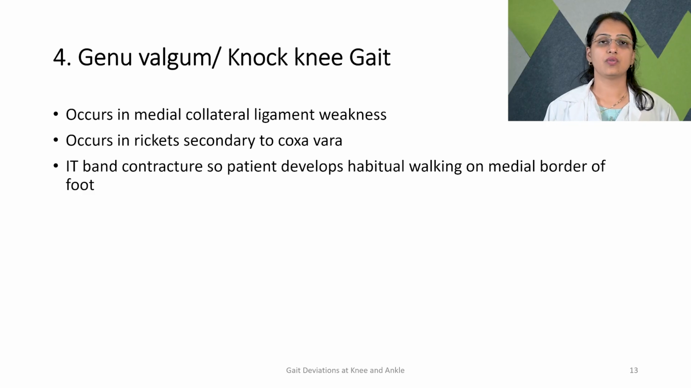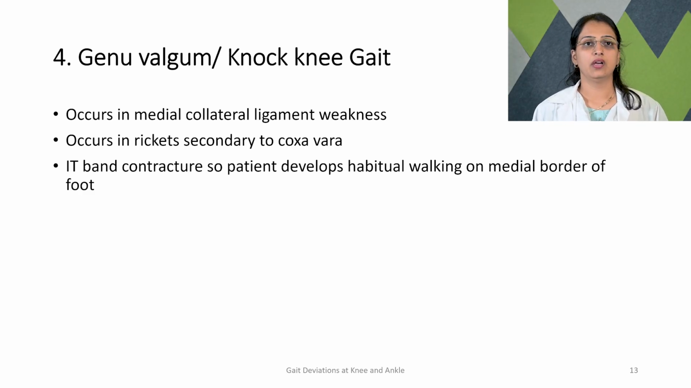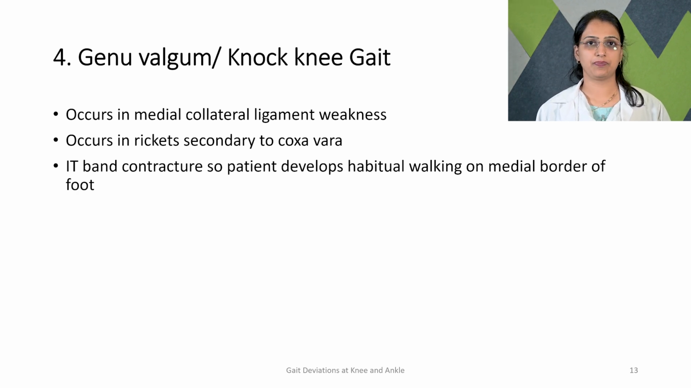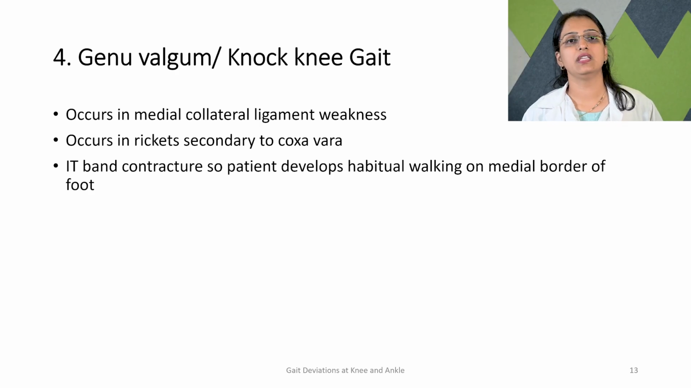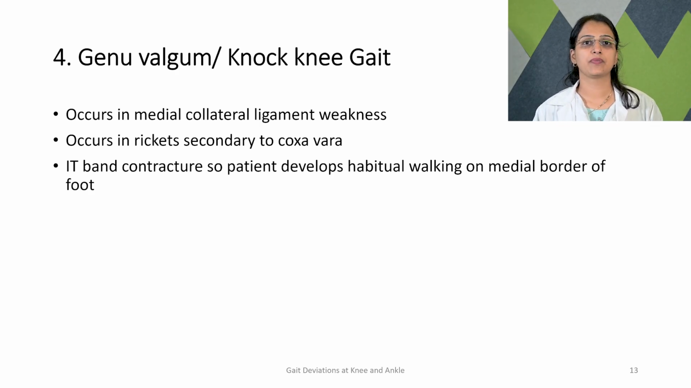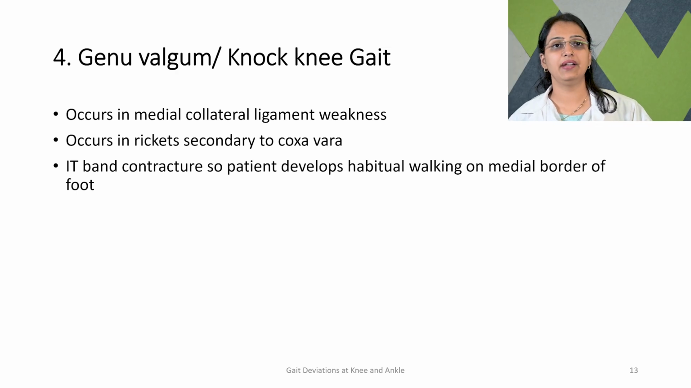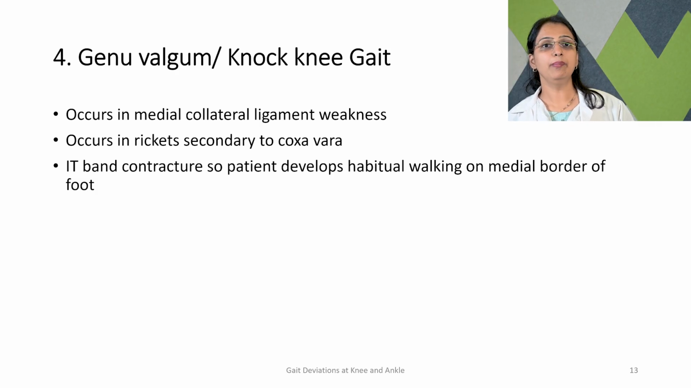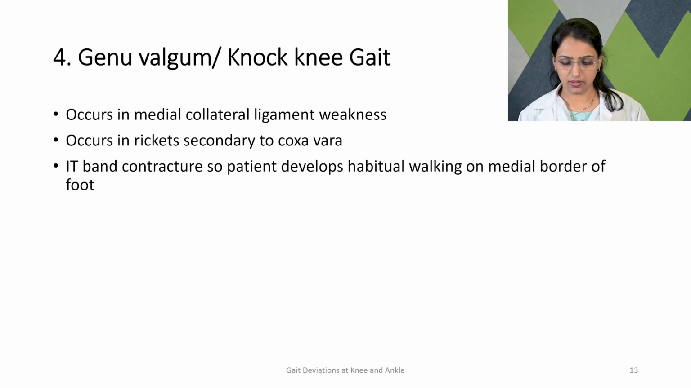So the fourth one is genu valgum or knock knee gait. Usually, this type of gait occurs in medial collateral ligament weakness. It is usually seen in rickets, secondary to coxa deformity. So here, the IT band goes into contracture, so the patient develops habitual walking on the medial border of the foot.